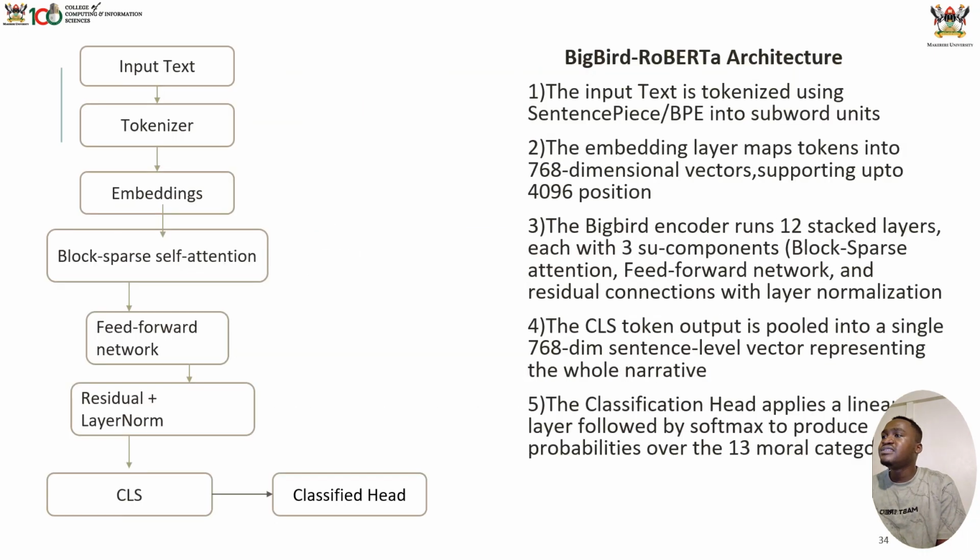And here is its architecture. A person inputs the text, then it is tokenized using BPE into subword units. You can put in a long word, and it is going to be tokenized. The embedding layer maps the tokens into 768-dimensional vectors, supporting up to 4,096 positions.